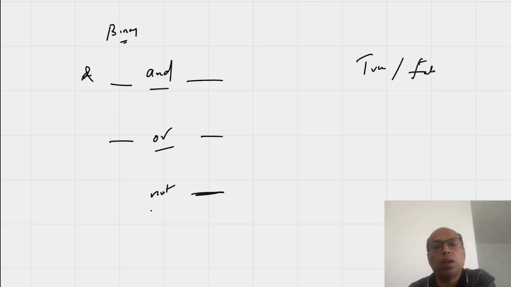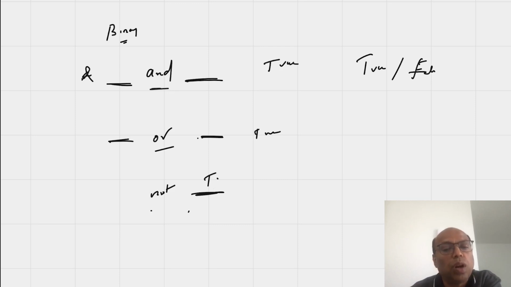Now, and will produce true if both the sides are true. Or, if any one of the sides is true, the result is true. Not: the not is what? If it is true, not will convert it to false. If it is false, not will convert it to true. Let us see here in this case how it works.